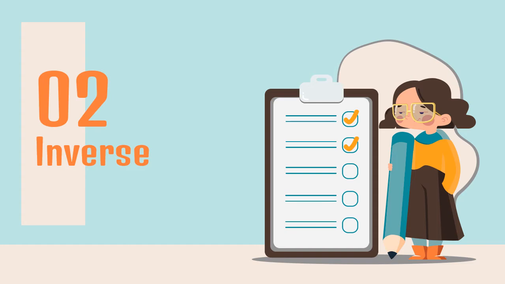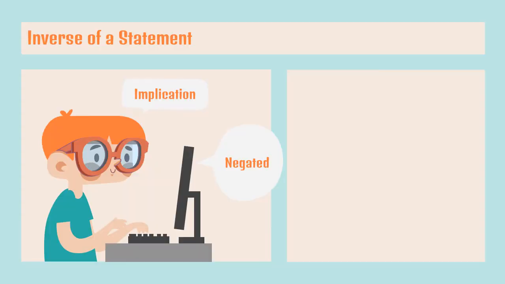Next, let's have the inverse of a statement. When the hypothesis and the conclusion in an implication are negated, the resulting statement is called the inverse of the if-then statement. So for example, we have, if a figure has three sides, then it is a triangle.